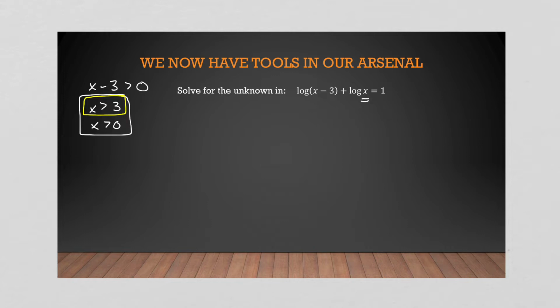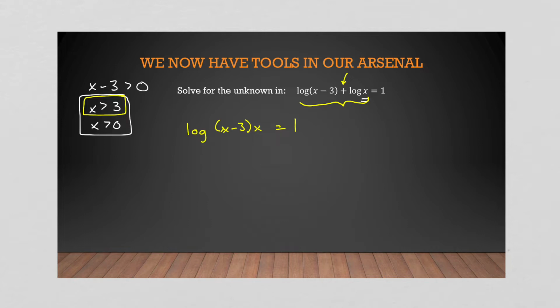So what are we going to do here? Well, we can combine these logs. Same base, we're adding. So what do we get? We get log of x minus 3 times x. And now that all equals 1. So what do we get from here?